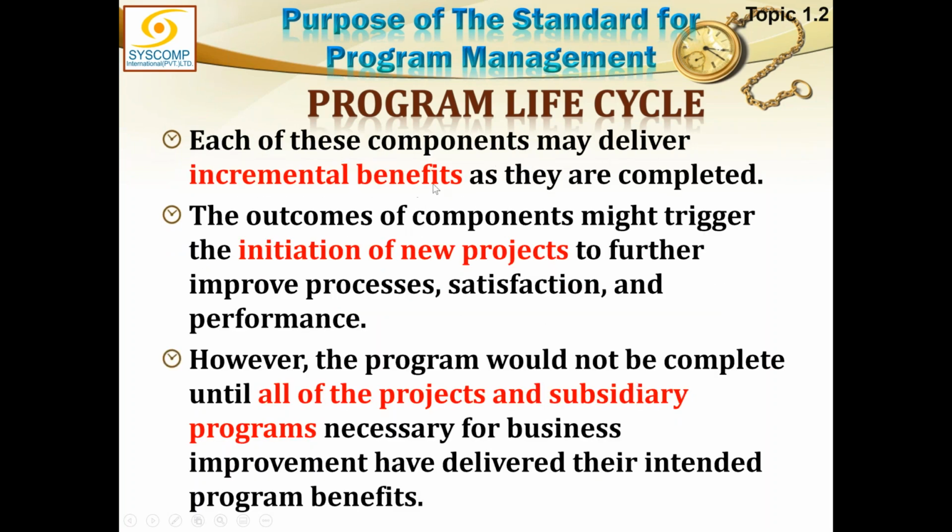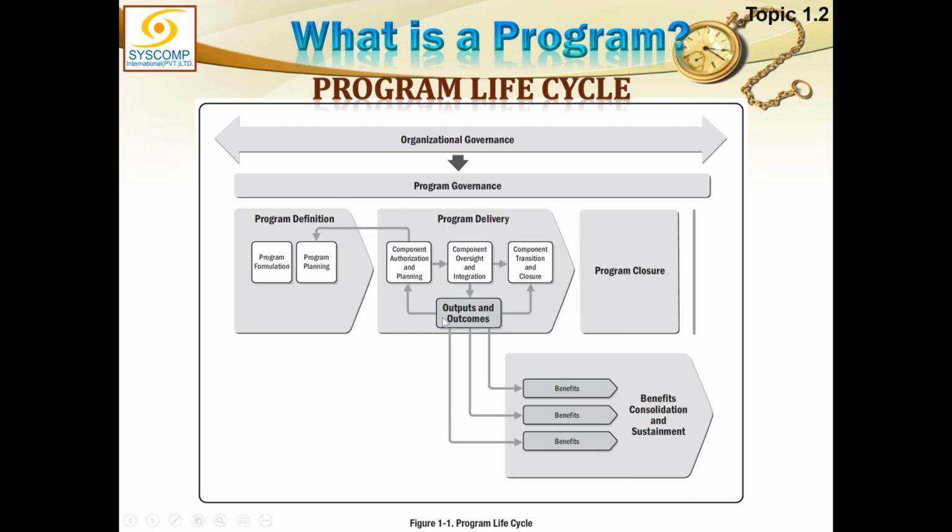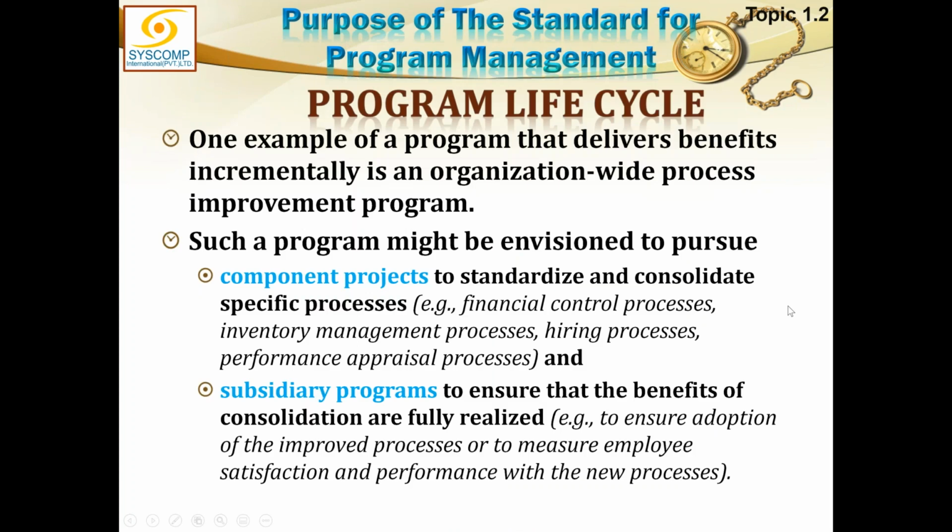Each of these components may deliver incremental benefits as they are completed. The outcome of components might trigger the initiation of a new project. That is again a point, because in the life cycle you might have seen that at this point, the output is going back to component authorization. That means that looking at that output or outcome, we may realize a new project should be chartered for doing something extra. So a new component could be authorized from here. We can even affect the program planning, going back to the program definition. That is one of the options also. This is rolling wave planning, where you can keep changing your plan on the go.